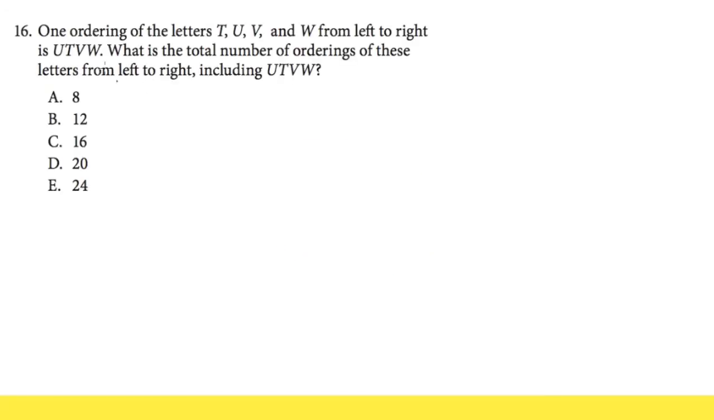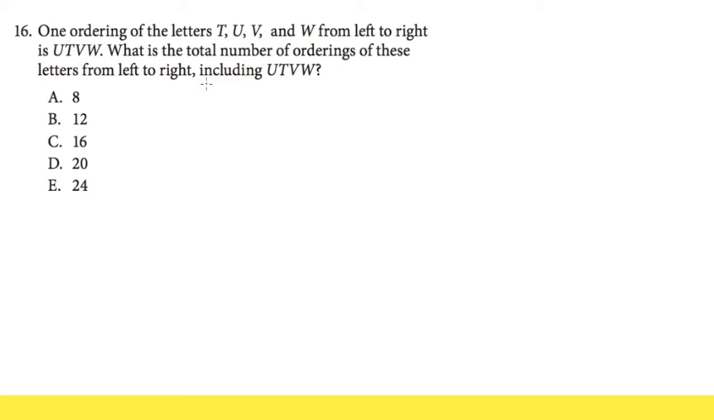For number 16, it says one wording of the letters T, U, V, and W from left to right is U, T, V, W. What is the total number of wordings of these letters from left to right, including U, T, V, W? Well, all this is saying is that we are trying to figure out how many ways we can rearrange these 4 letters and the order matters.